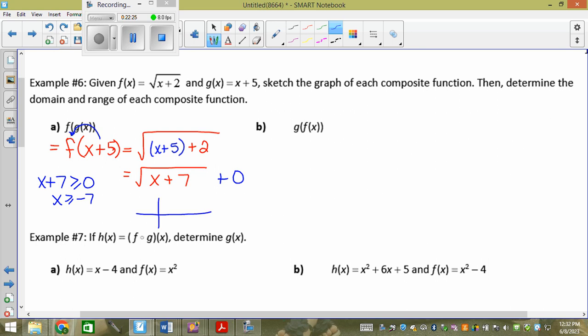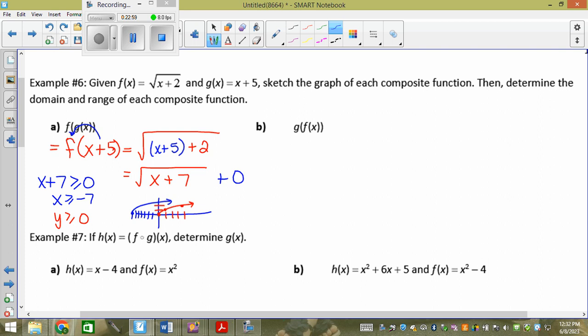Basic radicals start at 0, 0, 1, 1, 4, 2, and they go like this. Right? So what's happened to this one? It just moved 7 to the left and 0 up. So it looks like this. So that's why my domain is x is greater than or equal to -7, and my range is y is greater than or equal to 0. Obviously not in proper notation, because you need all the squiggly brackets and such, right?